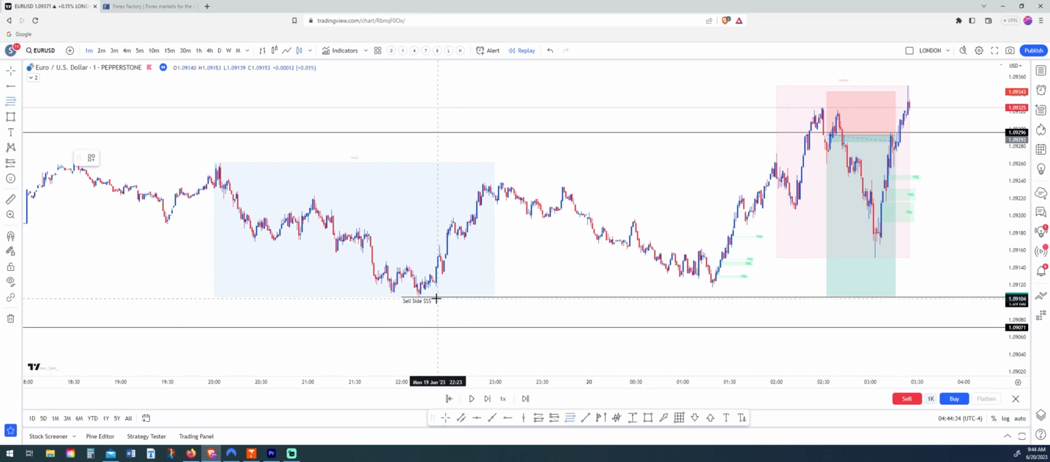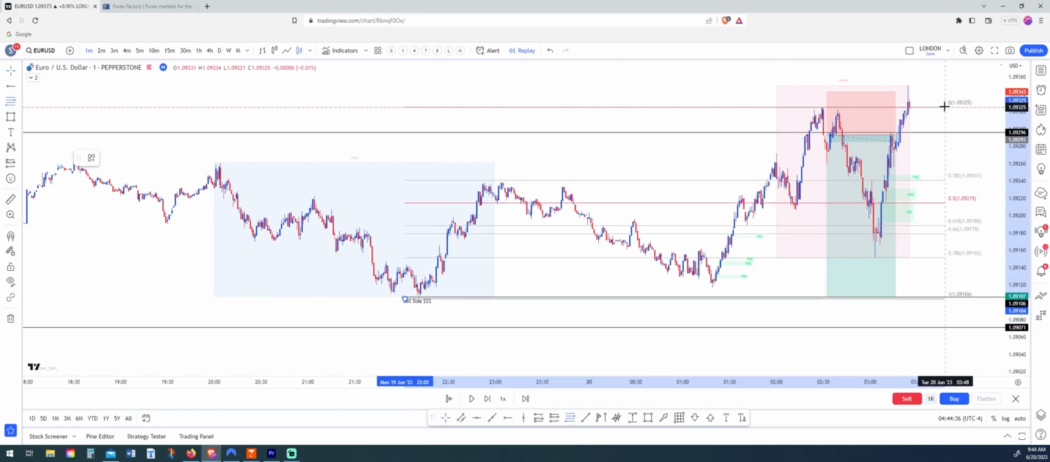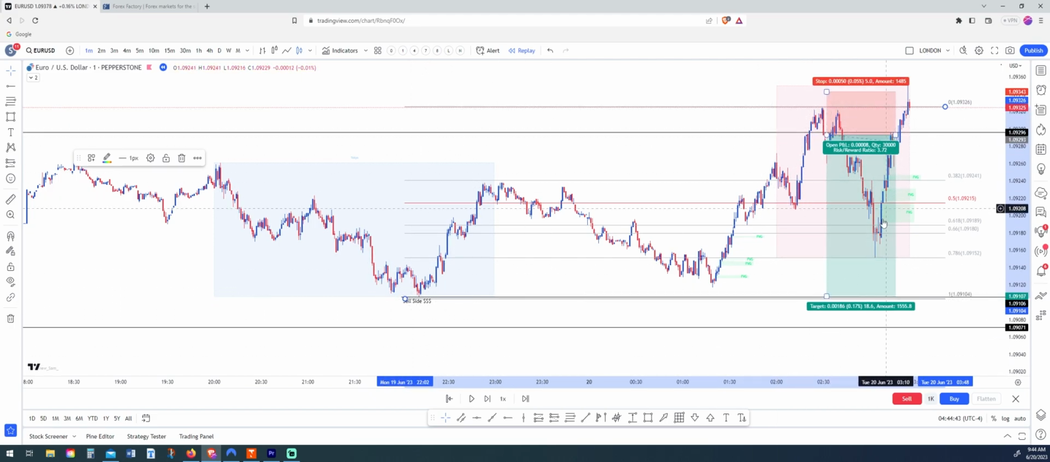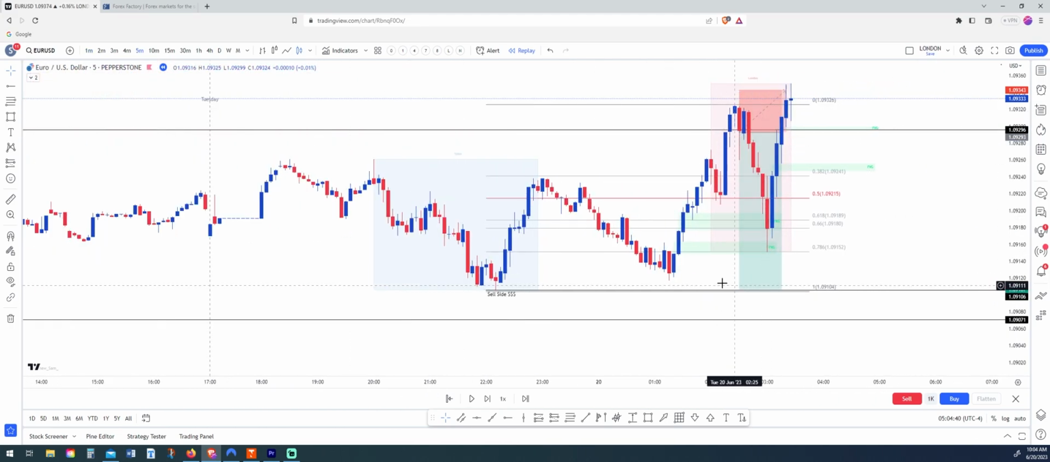If we take a fib from the low of the Asia to the high of the London session, we can see that we actually retraced back to optimal trade entry, so the golden zone, and on to a higher time frame. So yeah, on the 5-minute, we had a 5-minute order block just here, which price tapped perfectly on the 786 Fibonacci to send us higher.